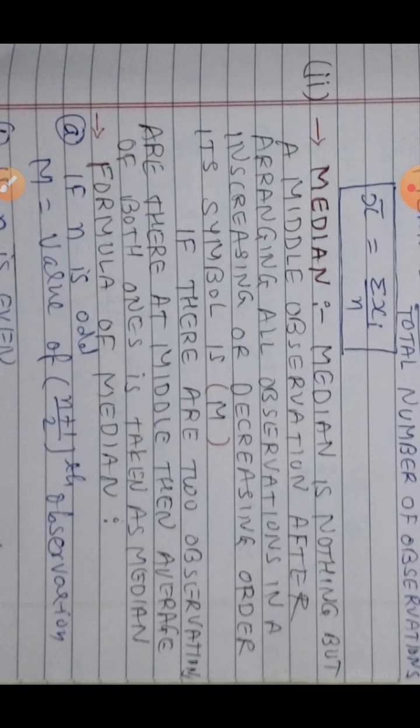Otherwise you can cross off the first and last, then the second and second last, third and third last. So automatically you will come to the center position. Whether one or two observations are left there, according to that you have to give the answer. If there are two observations at the middle, then the average of both is taken as the median.